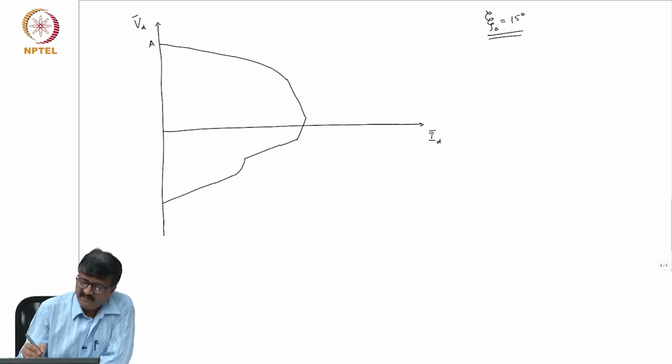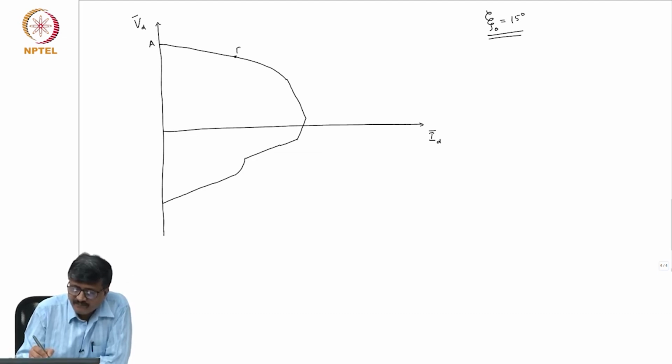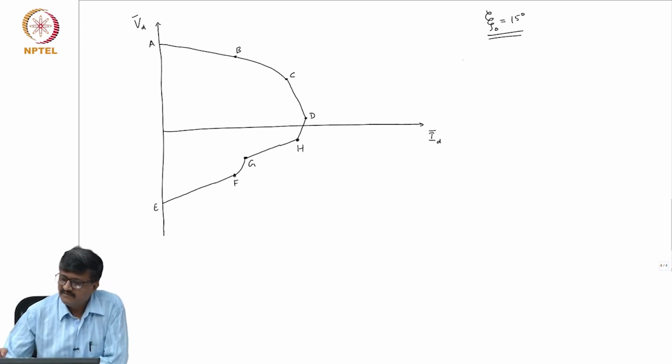Mark some points A, B, C, D, E, F, G, H. So, here AB is a straight line segment with slope -1.